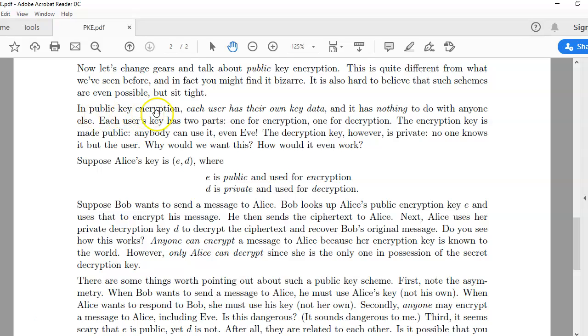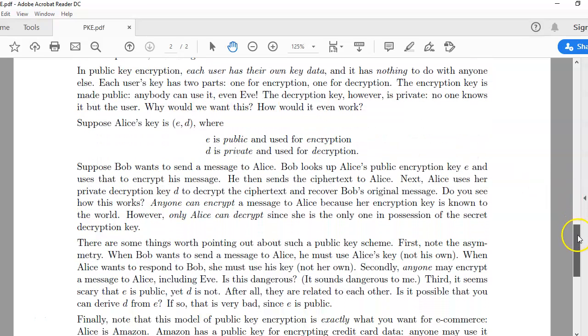But not everything is public, okay? The decryption key, however, is private. Nobody on the planet knows the decryption key except for the user. So only Alice knows Alice's decryption key. Who knows Alice's encryption key? Everybody. Okay? Why would we want this? How would it even work? Let's talk about this. Suppose Alice's key data is (E, D), okay? Where E is public, and that's used for encryption, and D is private, and that's only known to Alice, and that's used for decryption. Okay?